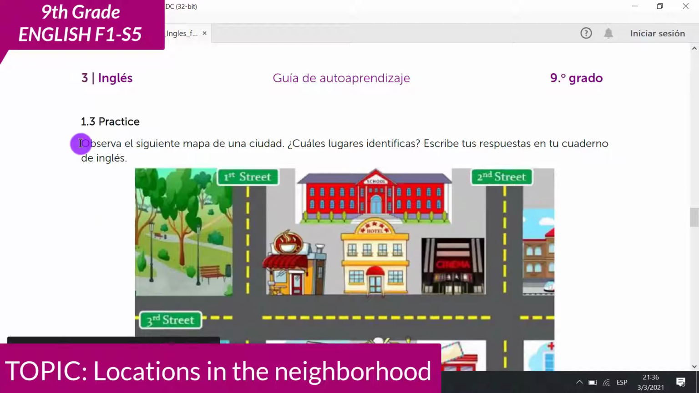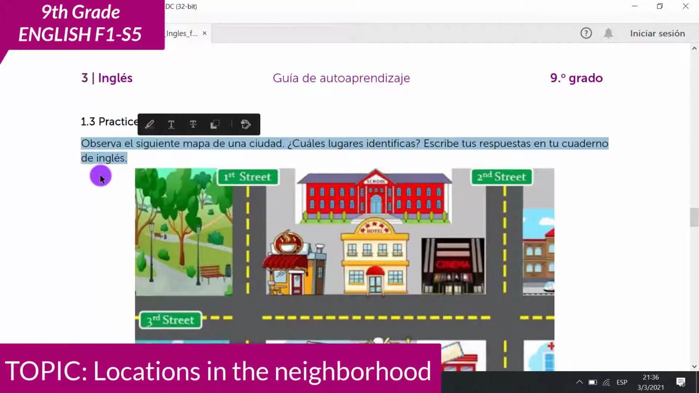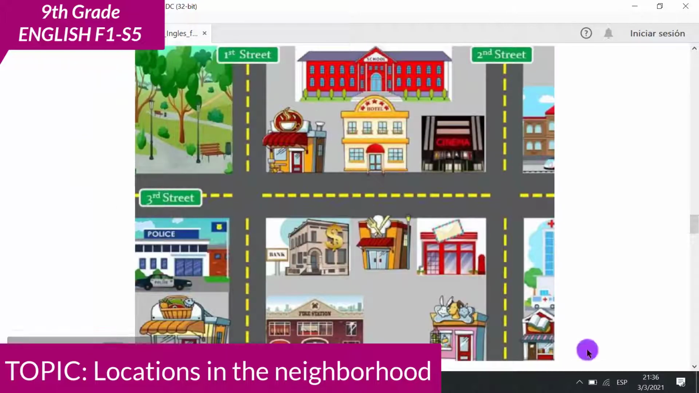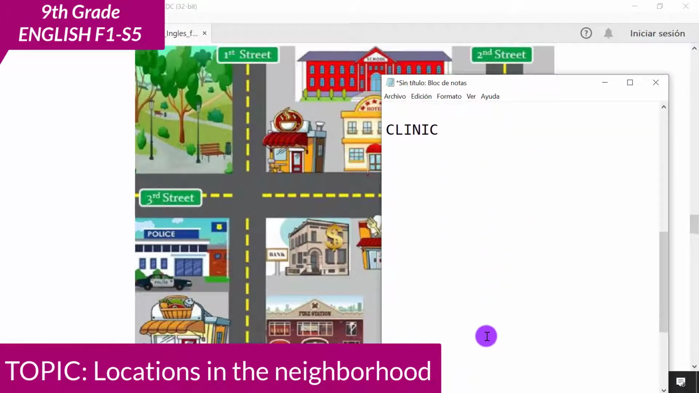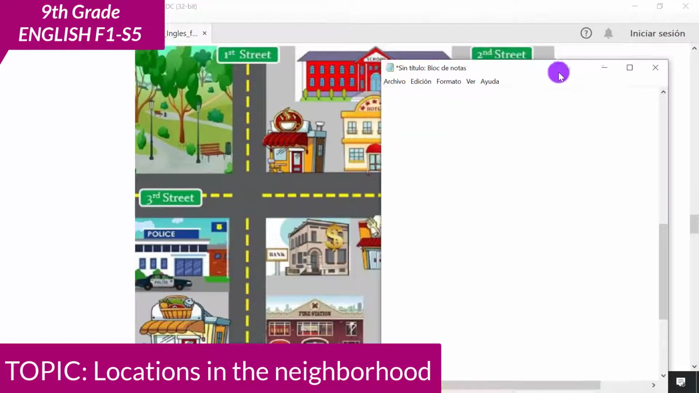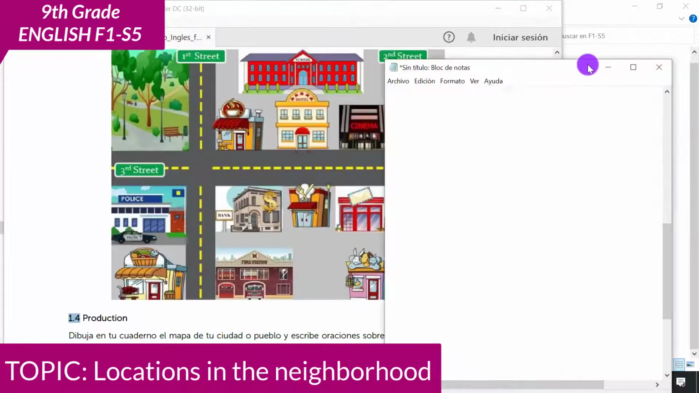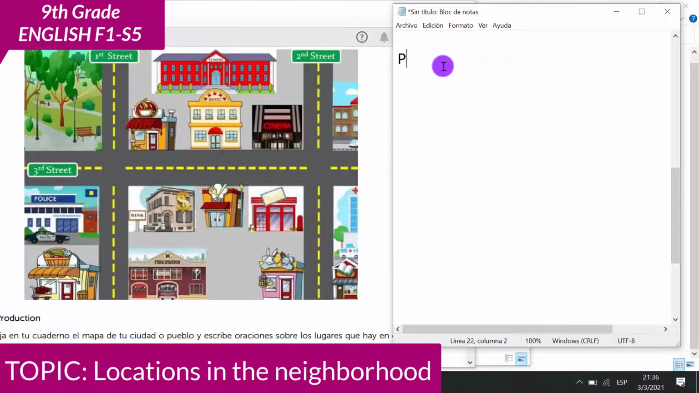Now, in the practice part, observa el siguiente mapa de una ciudad. ¿Cuáles lugares identificas? Escribe tus respuestas en tu cuaderno de inglés. Okay? Let's look at the map. Veamos el mapa. What places can you identify? Let's write the answer. Escribamos la respuesta of the places we identify here in the practice part.